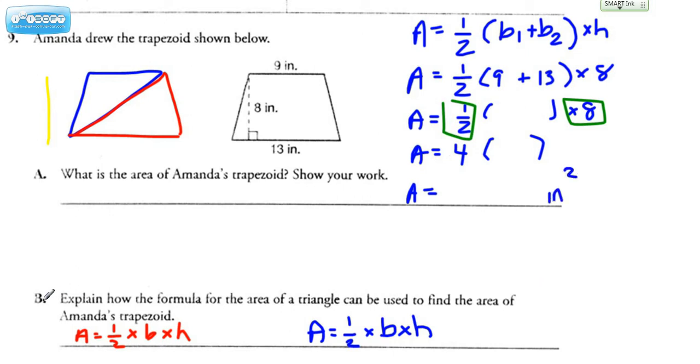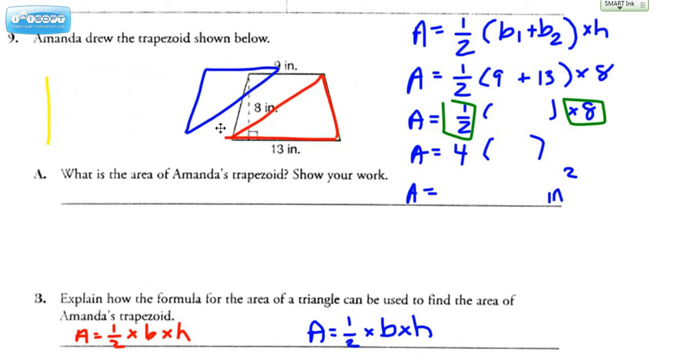When you're doing the next part, part B, explain how the formula for the area of a triangle can be used to find the area of Amanda's trapezoid. Well, in class we talked about how we can split a trapezoid into 2 different triangles, and this yellow line represents the height.